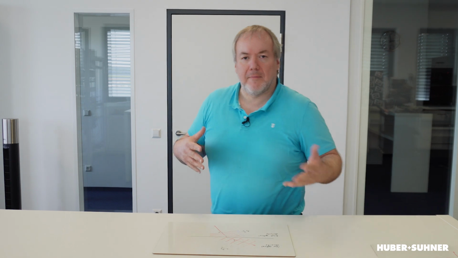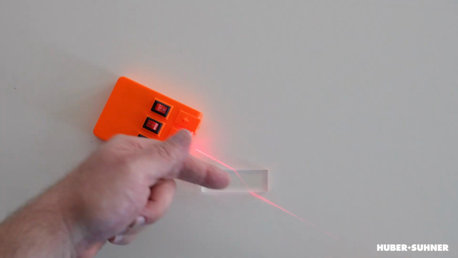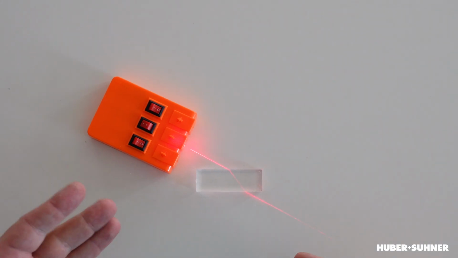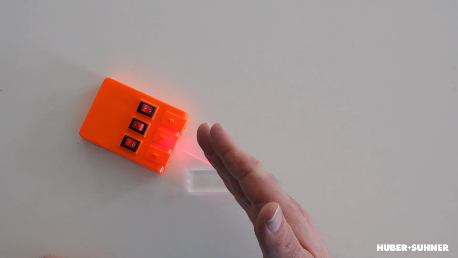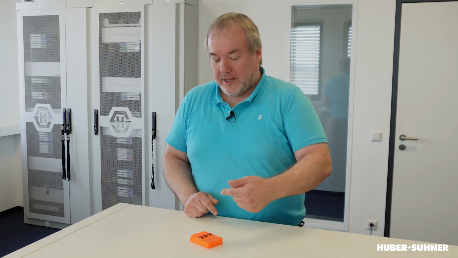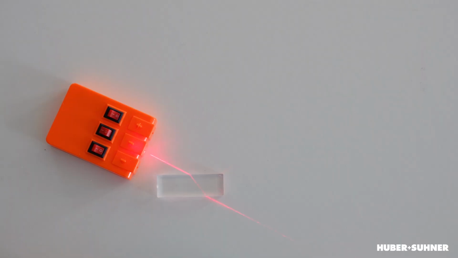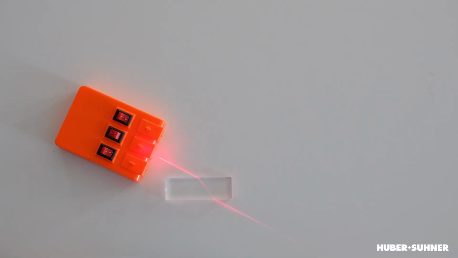Now, what does this mean? Coming back to our experiment from the beginning. Once again, here we have our laser. We have this glass or plastic block. And what you can clearly see is that with a large incoming angle, the beam inside the material is lower.